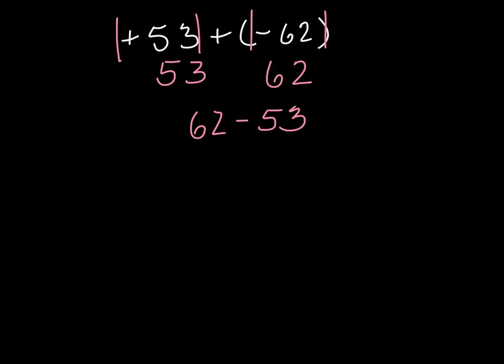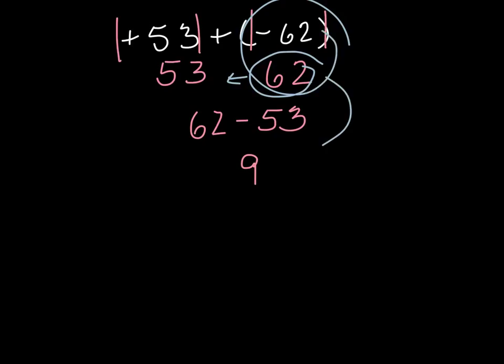62 minus 53. Well, that is one that I should be able to do in my head. 62 minus 53 gives me 9. And the sign is that of the larger absolute value. So I go back up and I look, I've got 62 is larger than 53, so the sign is negative. So my final answer is negative 9, and this is an elevation, so it's negative 9 feet.